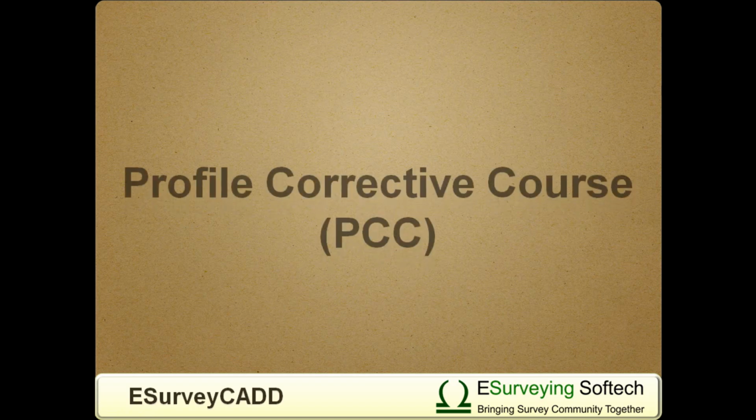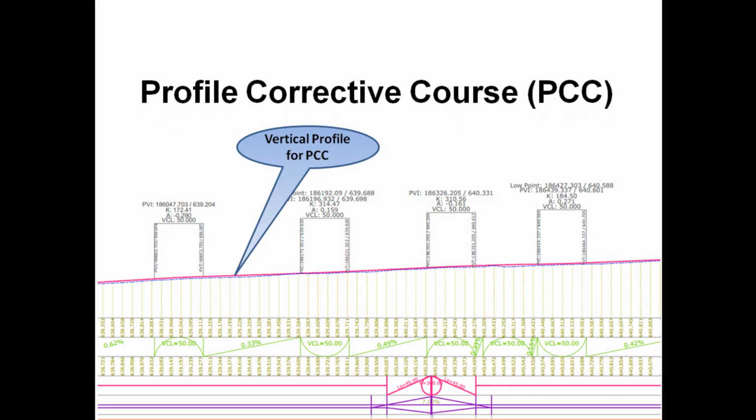Profile corrective course. Designing a vertical profile to accommodate a minimum thickness of the PCC with any road crust layer can be termed as a profile corrective course layer. However, it may be noted that ideally PCC layers are structural layers. Occasionally, other layers may also be considered as profile corrective layers.